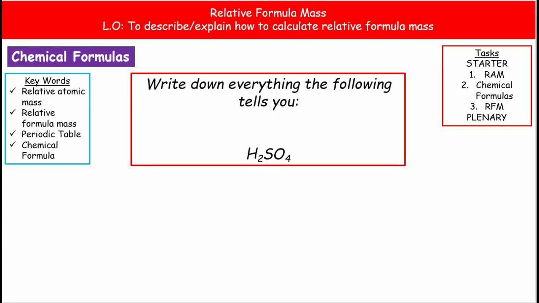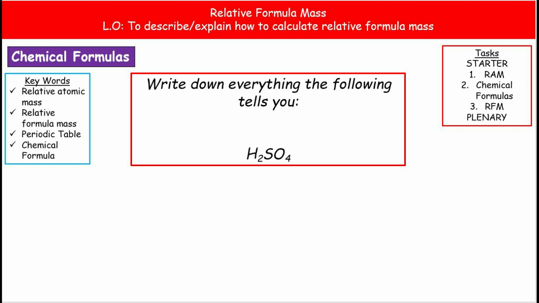So what I've got for you there is a chemical formula. What I want you to do is in your books, write down everything that formula actually tells you. So I'm going to give you about 60 seconds to write down anything at all you can in bullet points. Then I'll run through what we actually can see from that formula.